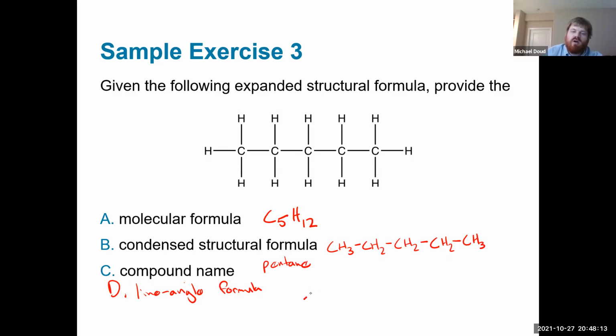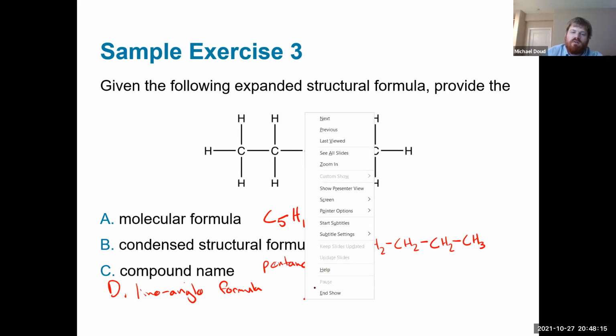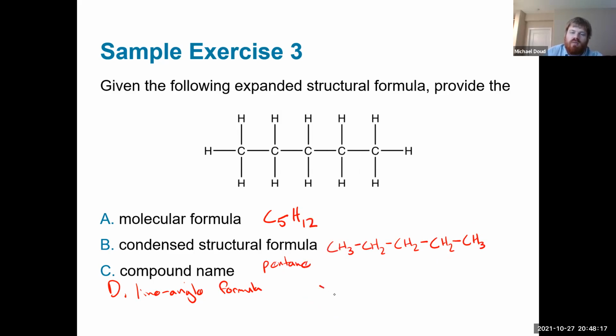So carbon 1 goes up to carbon 2, down to carbon 3, up to carbon 4, down to carbon 5. And that's your line angle formula.